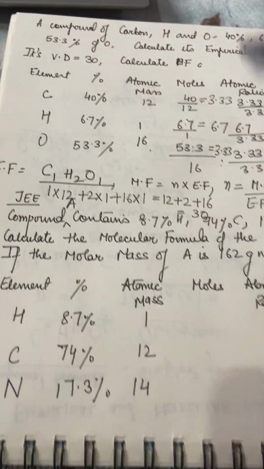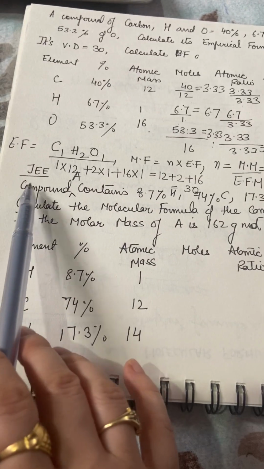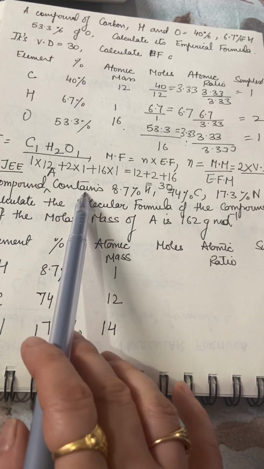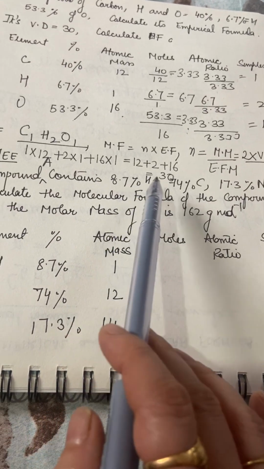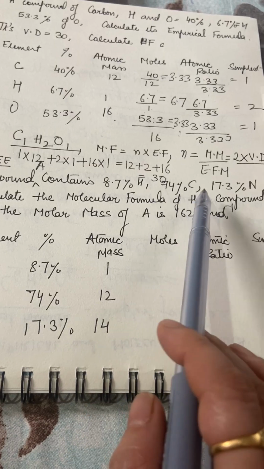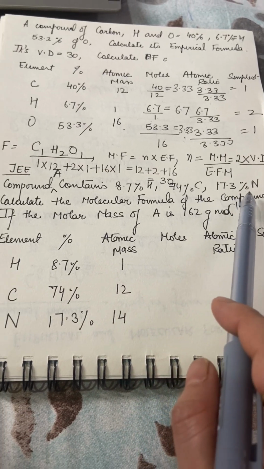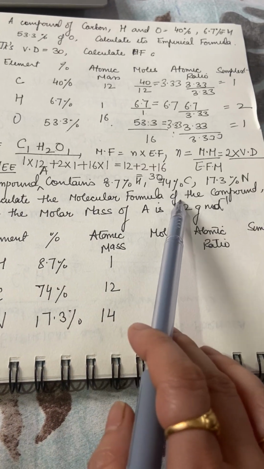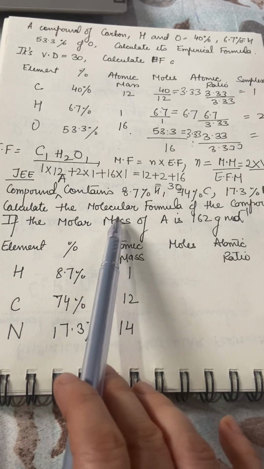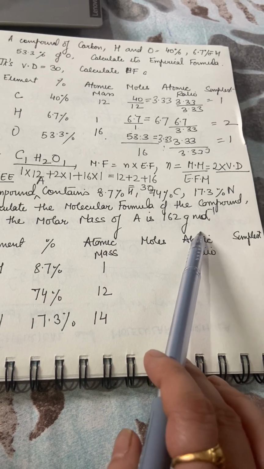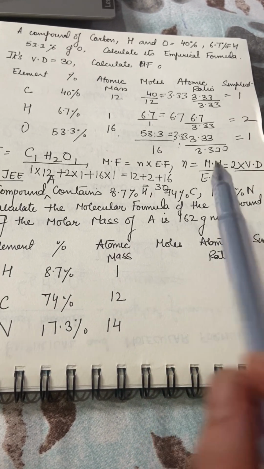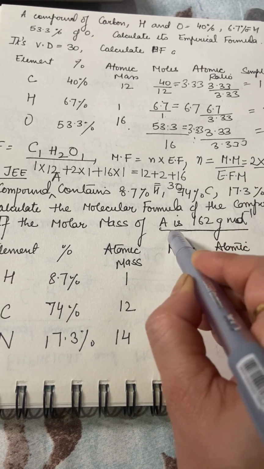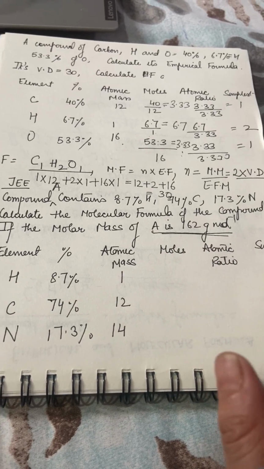Now, we come to the next question. This is a JEE question which has already come. A compound contains 8.7% of hydrogen, 74% of carbon, 17.3% of nitrogen. Calculate the molecular formula of the compound if the molar mass is 176 gram per mole. Molar mass means that the molecular mass of the substance is given to you here directly.